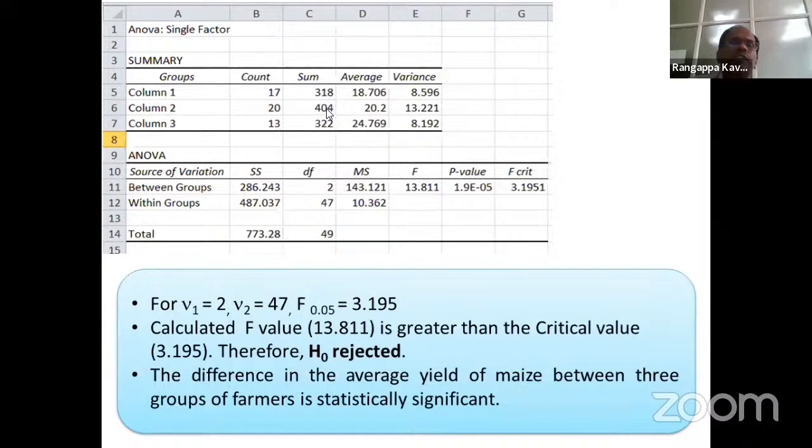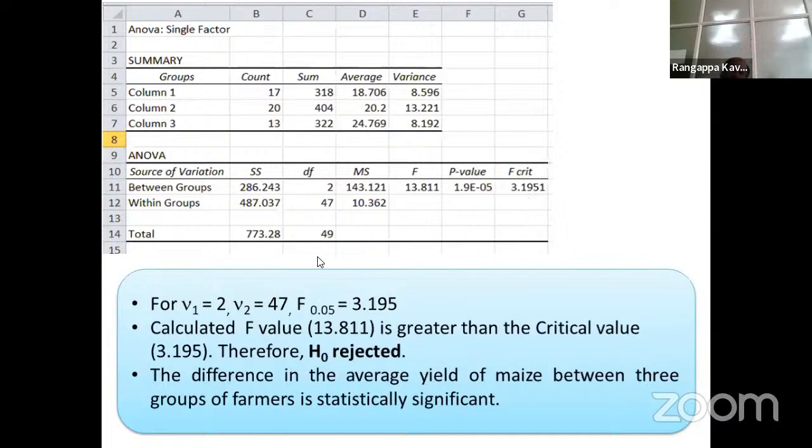The sum of the total yield obtained, average, variance, all these things are given. For that, the analysis of variance has been calculated, with degrees of freedom and MS, mean sum of squares, given. Based on this, it is easy to calculate the F value. The calculated F value is 13.811. The critical value, or table value, is 3.1951.